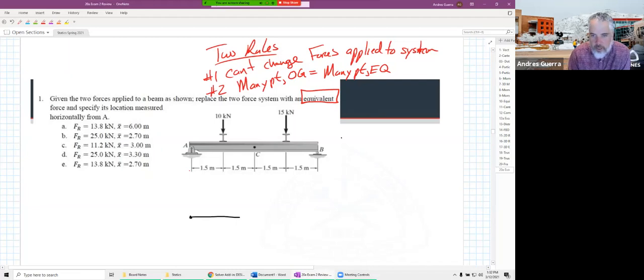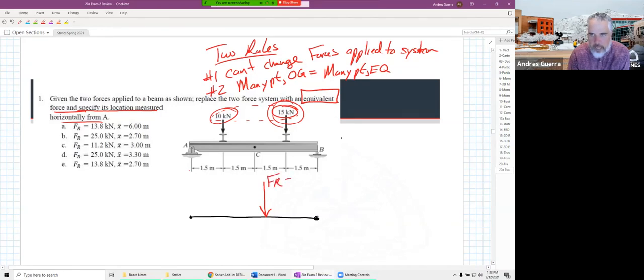So there's our original system. Let's draw the equivalent system. The equivalent system is going to be based on the problem statement. They're asking us to replace it with a force and specify where it's measured from A. Now we know a force that is equivalent to the 10 kilonewtons and the 15 kilonewtons is going to fall somewhere in between, based off of the weighted average. So it should be closer to the larger force, and I'm going to draw it a little bit closer to that one.